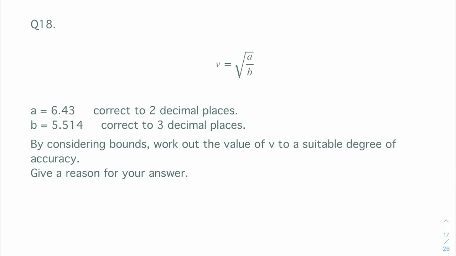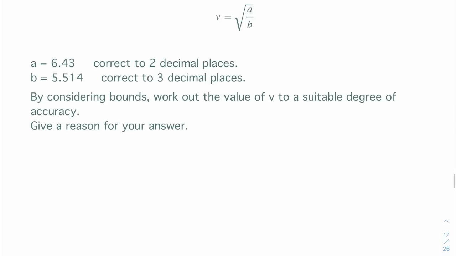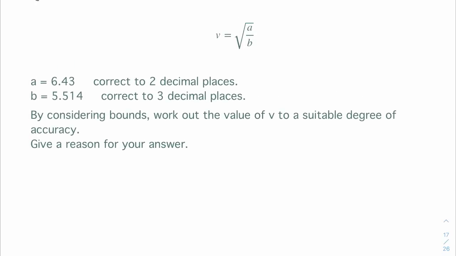Okay, so we've got some bounds. So it says here that v is equal to the square root of a over b. A is 6.43, correct to 2 decimal places. B is 5.514, correct to 3 decimal places. By considering bounds, work out the value of v to a suitable degree of accuracy. Give a reason for your answer.